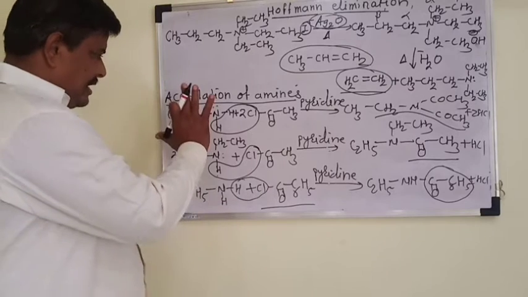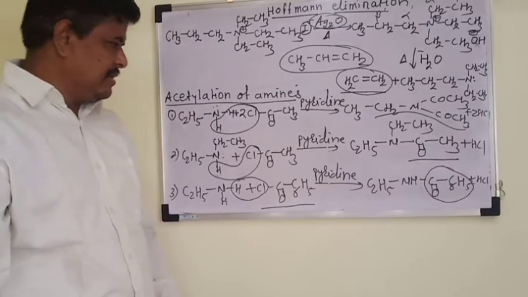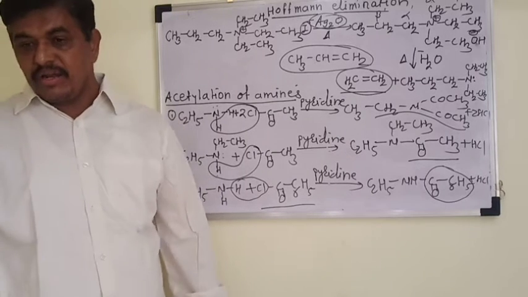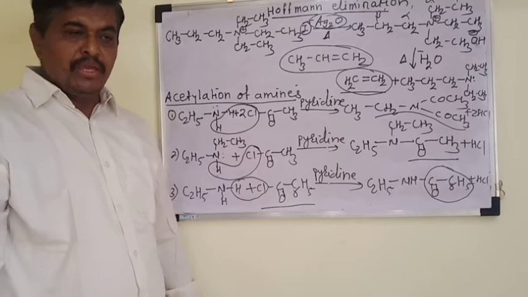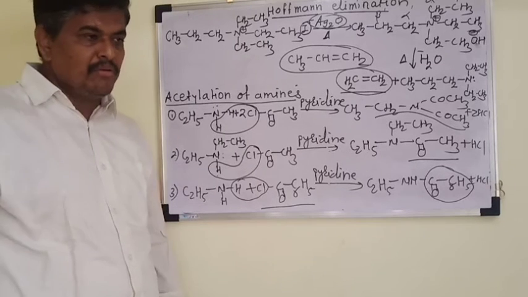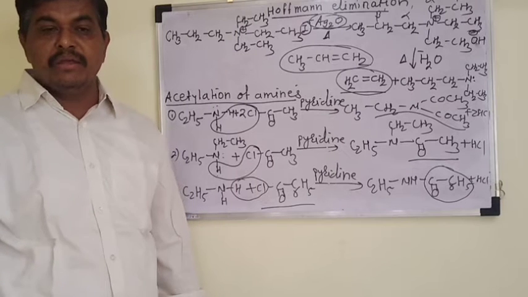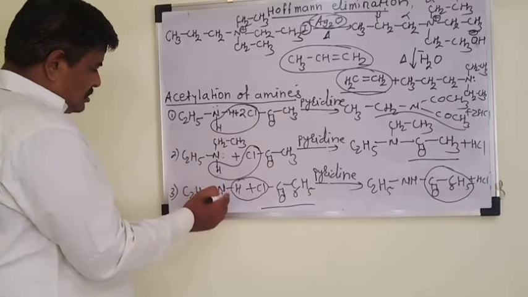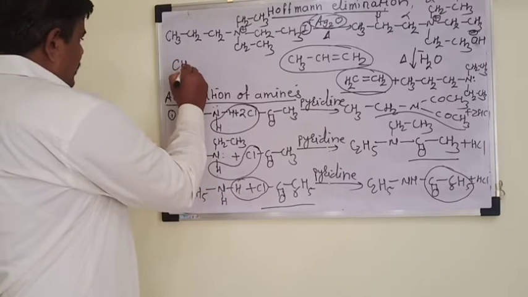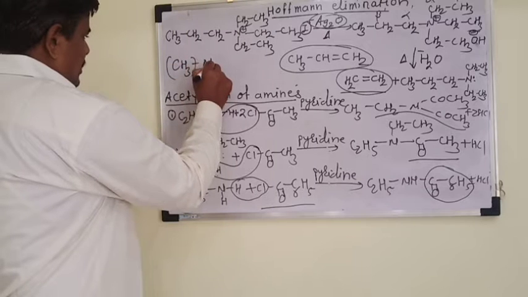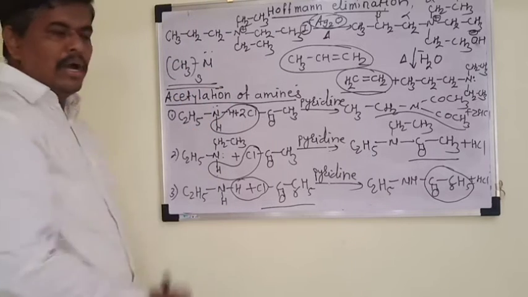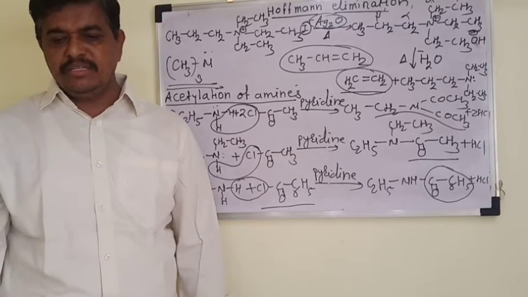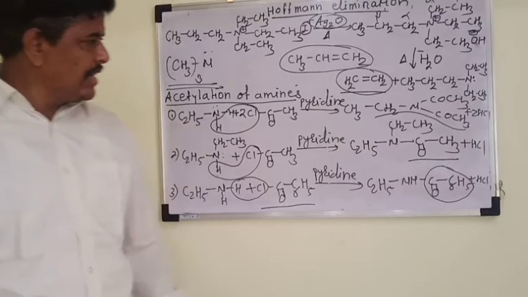So in this way we can consider acetylation of amine, and if the question is asked, how will you distinguish between primary, secondary and tertiary amine, then for a tertiary amine you have to write one sentence: tertiary amine does not undergo acetylation. This is because it has no hydrogen on nitrogen. So if we consider a tertiary amine, it has no hydrogen atom on nitrogen, and therefore it does not undergo the acetylation reaction. Okay, so write this reaction.